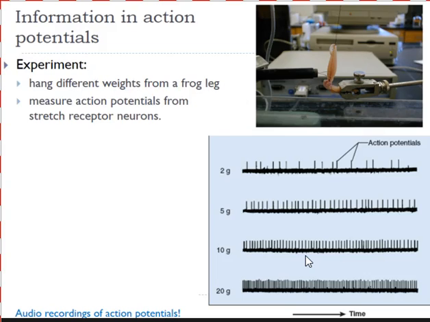Then, in this experiment, we just hang different weights off the end of this frog muscle. I said frog leg, but it really is the muscle from a frog leg. We could hang a 2-gram mass off the end of it, or a 5-gram, or 10-gram, or 20-gram mass. That's going to stretch the muscle by different amounts of force, and we're recording from sensory neurons that record stretch.